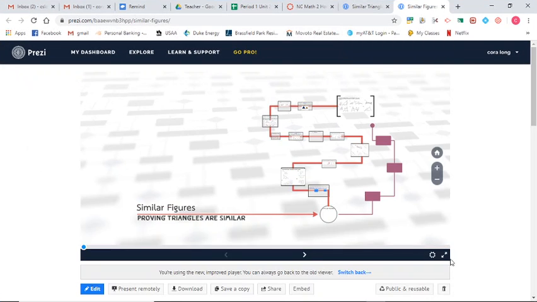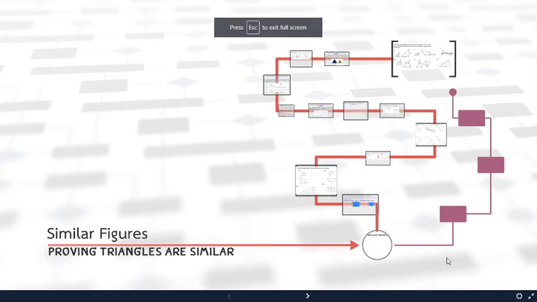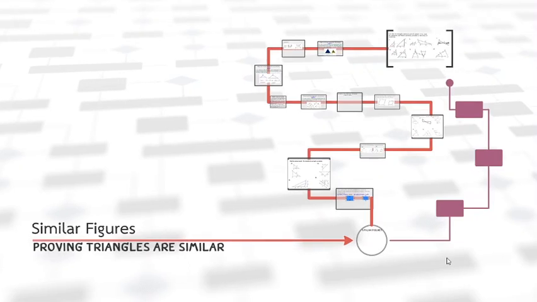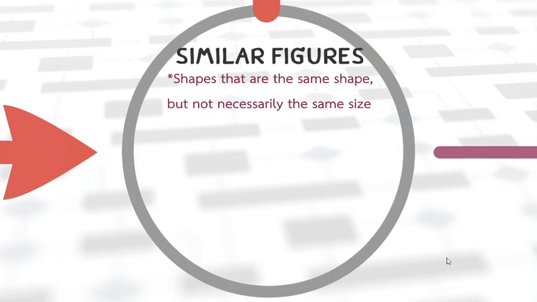Hi guys, today we're going to talk about something called similar figures, which are different than congruent figures. So we'll go over what similar figures are and how you solve when you have similar shapes as well as triangles. Okay, so similar figures are shapes that are the same shape but not necessarily the same size.